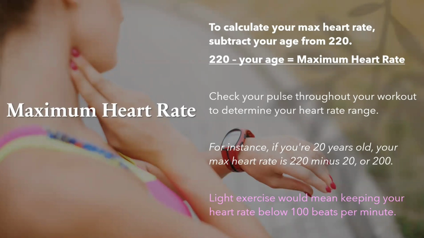Check your pulse throughout your workout to determine your heart rate range. For instance, if you're 20 years old, your maximum heart rate is 220 minus 20, which would be 200. For a 20-year-old, light exercise would mean keeping your heart rate below 100 beats per minute.